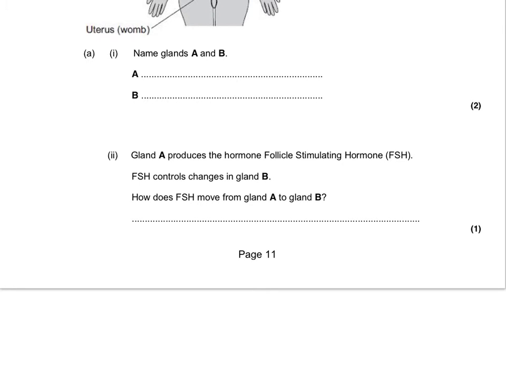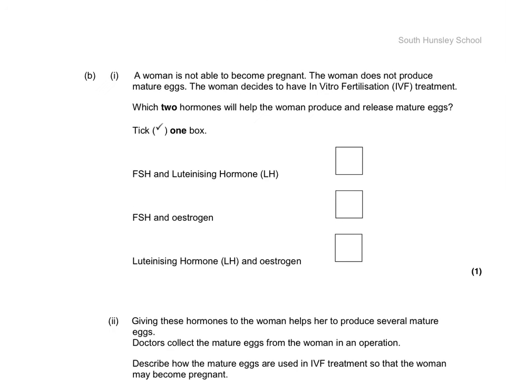This next question asks you how FSH moves from gland A to gland B. The key to this question is the word hormone. Now from your revision, you should have found out that a hormone is a chemical messenger that's transported in the blood. So the answer to this question is the blood or bloodstream. The answer to this next question is FSH and LH.